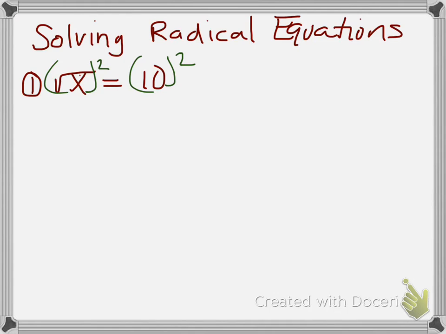So when we square the square root, that cancels. So all we have left over is x. And what is 10 squared? 100.